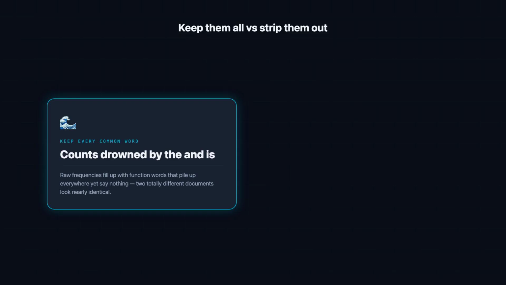So why would anyone delete perfectly good words? Here's the trade laid side by side. Keep every common word and your raw counts get completely dominated by the, is, of, and. In a bag of words or a TF-IDF representation, those function words pile up enormous frequencies while telling you almost nothing about the topic. A document about volcanoes and a document about taxes share the exact same flood of the, an, is, drowning out the handful of terms that actually distinguish them.